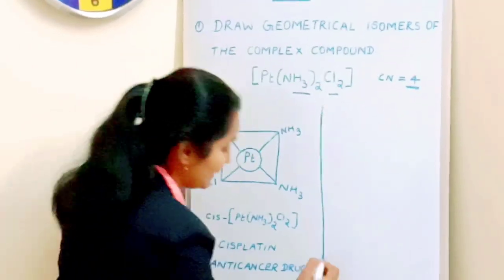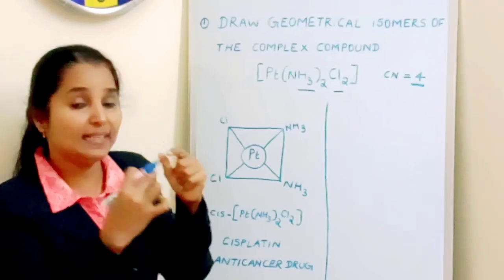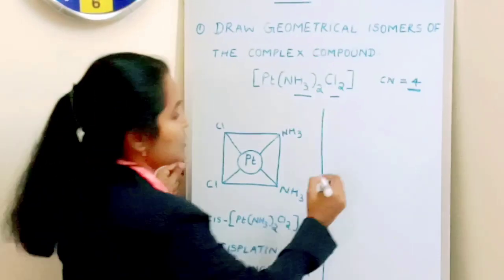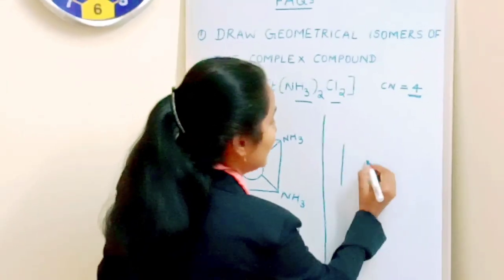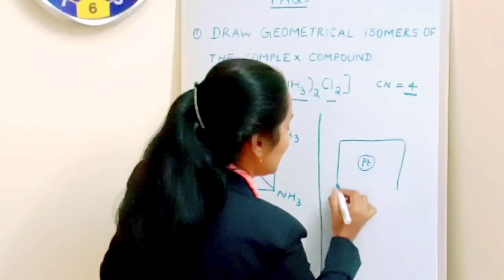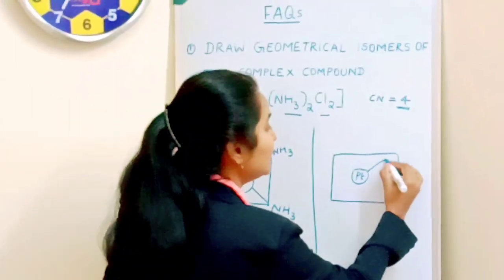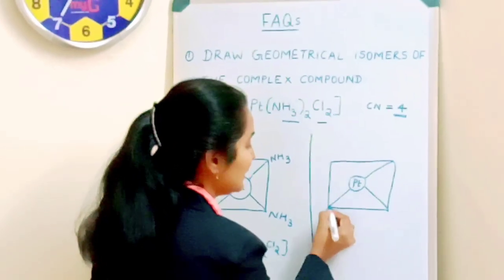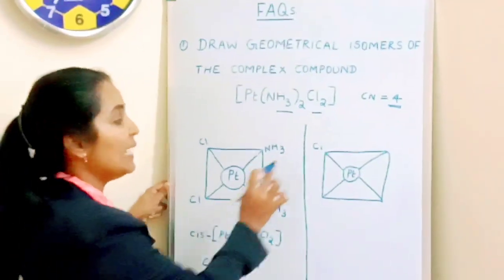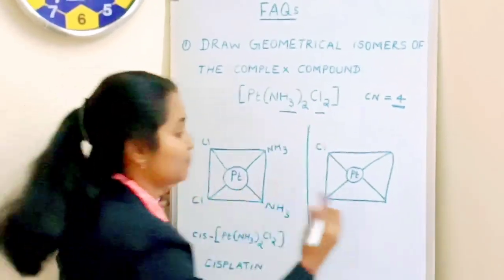And then let's see its trans form. How will it look? You know that trans means across. The identical ligands should be placed as far apart as possible, that means around 180 degrees. So here we have a central metal atom, and then we have the square structure because it can exist as a square planar because of the coordination number 4, and then we will keep the 4 ligands at each corner of that square. So here we have Cl as we have done here, and then the next Cl should come just opposite, which makes the identical ligands as far apart as possible.